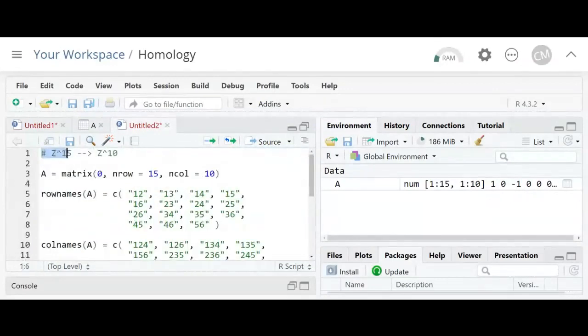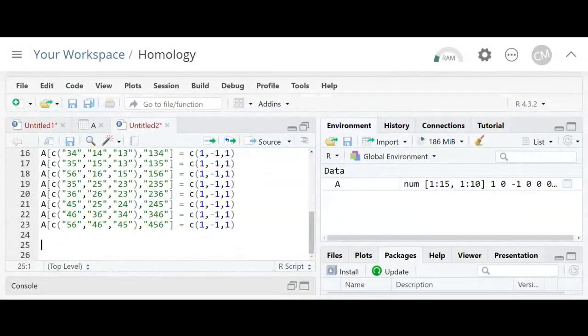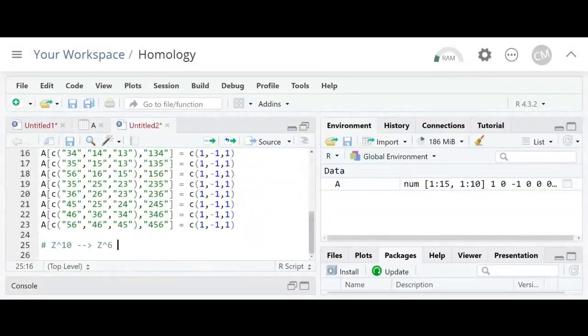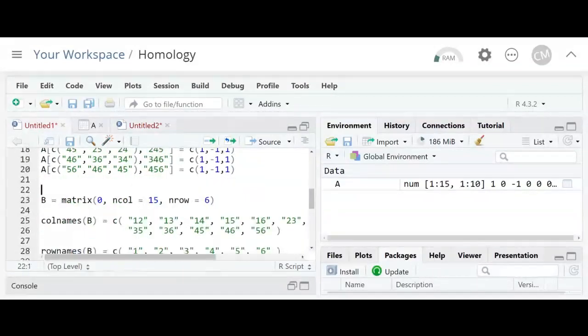So this was the map from Z15 to Z10. You have another map that goes from one-dimensional chains to zero-dimensional chains. So it's from Z10 to Z6. And for that one, you do the exact same thing.